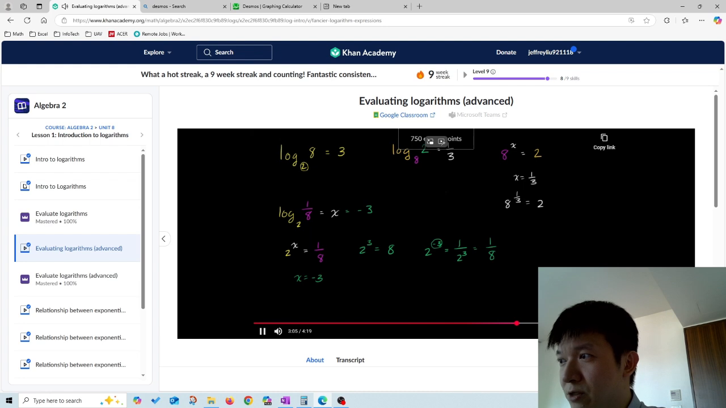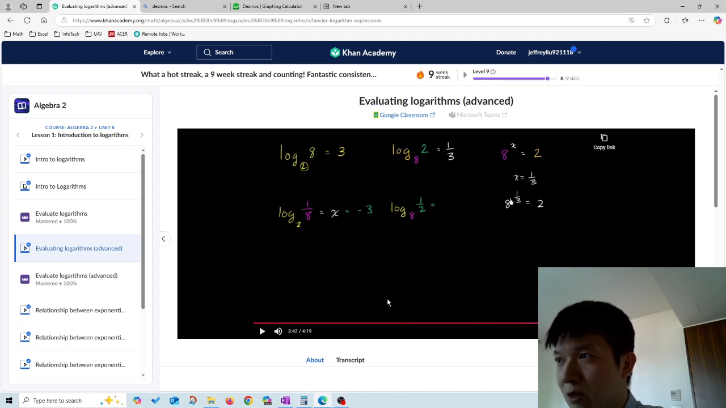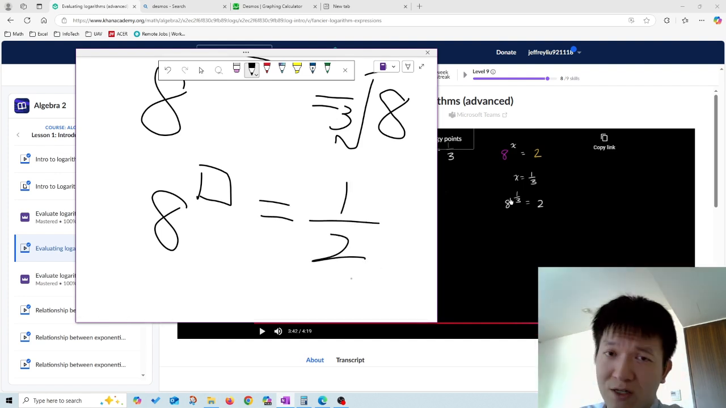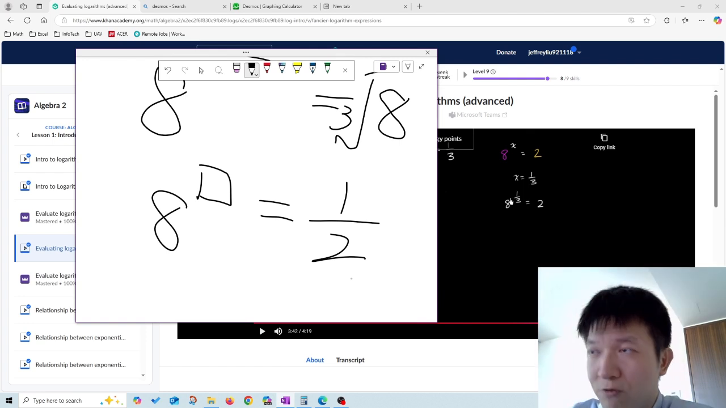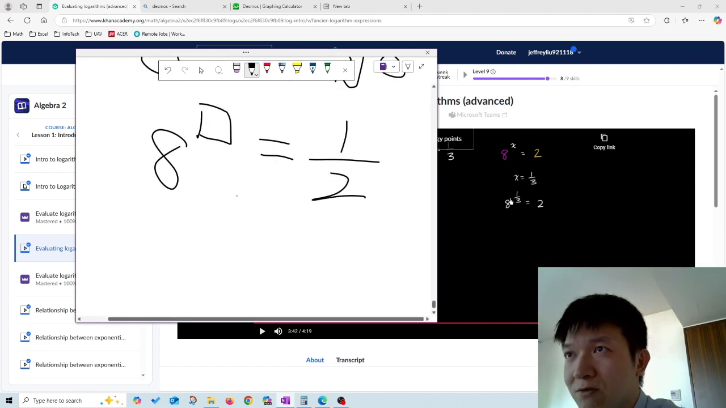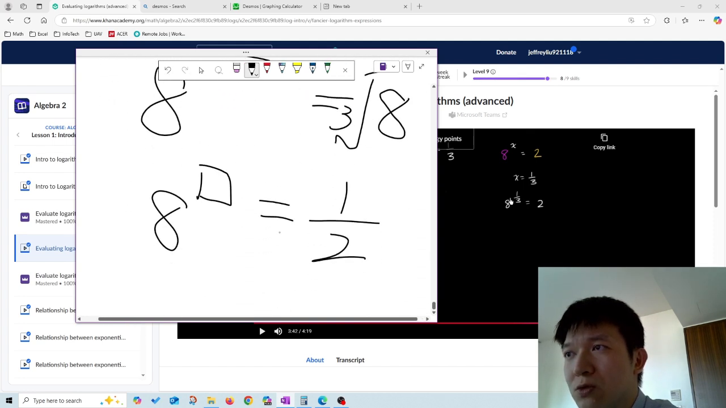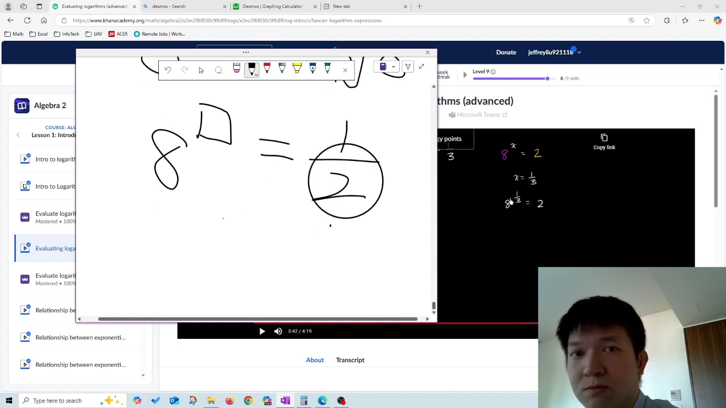So let's do the other one. Log base 8 of something that equals 1/2. 8 to the power of something equals 1/2. So we need a negative number, because that's a fraction. But how do I get to 2? How do I get to 2?